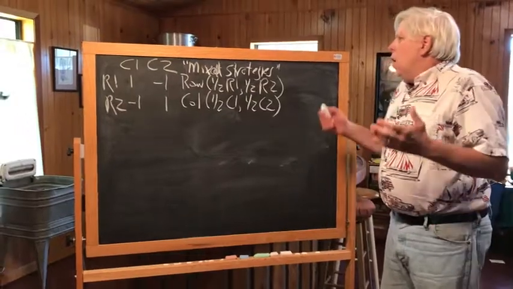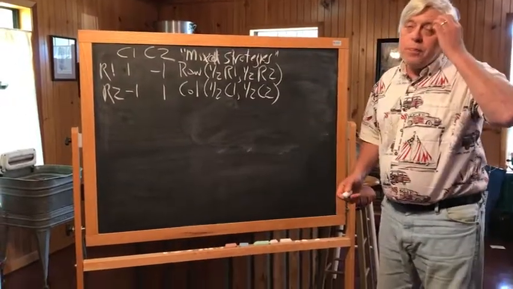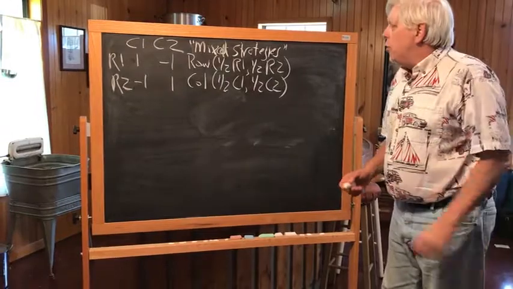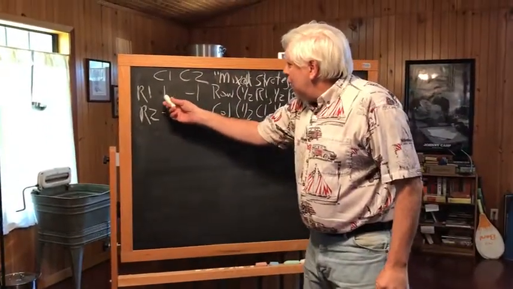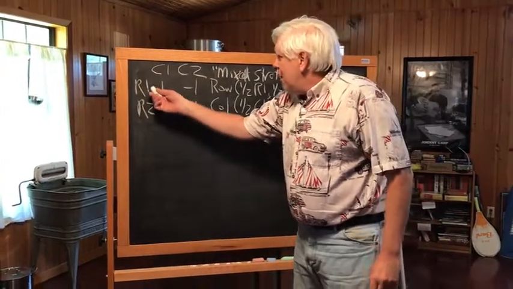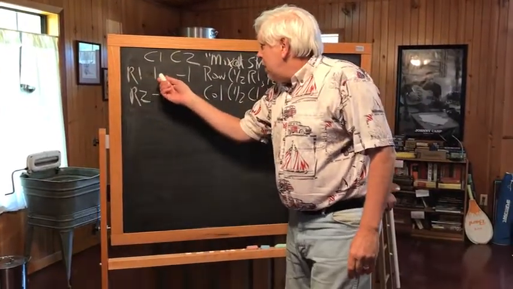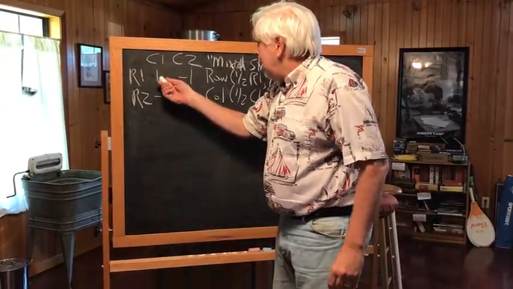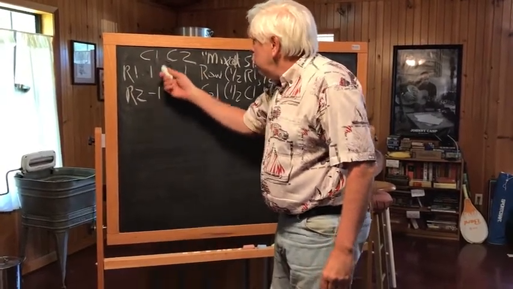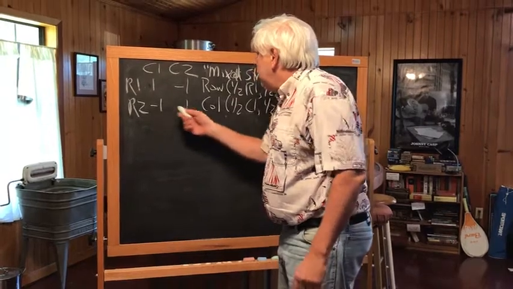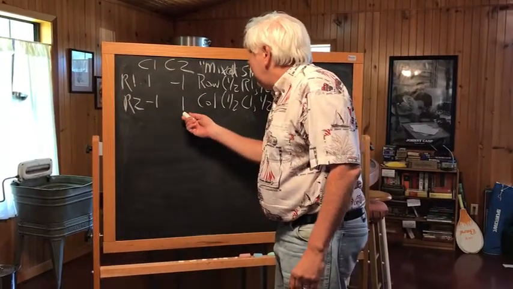Okay, here's what I want you to consider. Look at this from Ro's perspective, right? Ro is going to look at this and say, okay, there's no pure solution. If I play R1, then if column plays C1, I'm going to gain 1, but if column plays C2, I'm going to lose 1. If I play R2, column plays C1, I'm going to lose 1. If column plays C2, I'm going to gain 1.